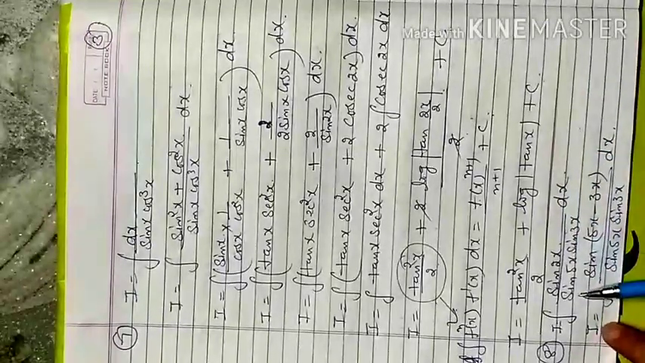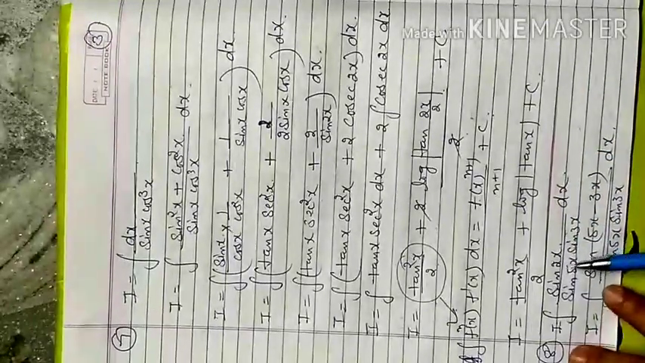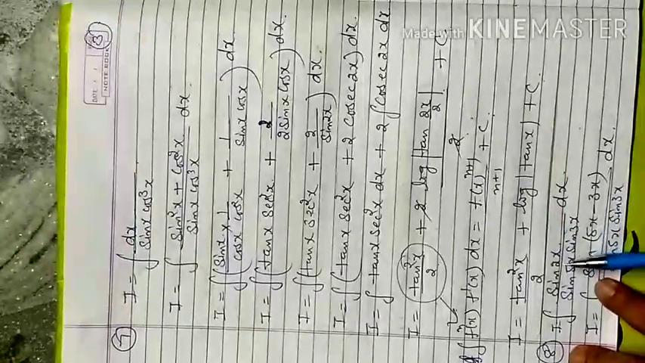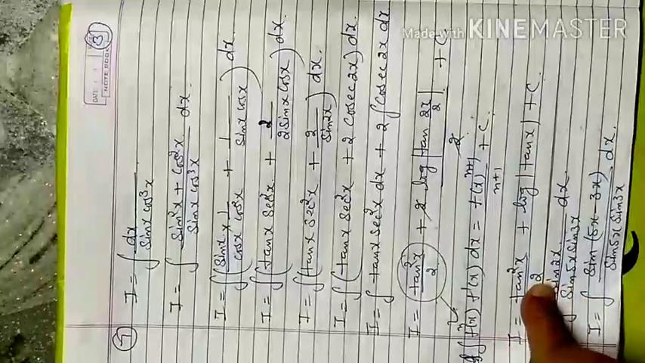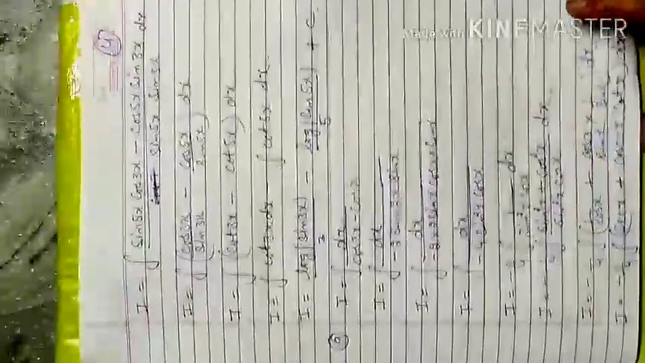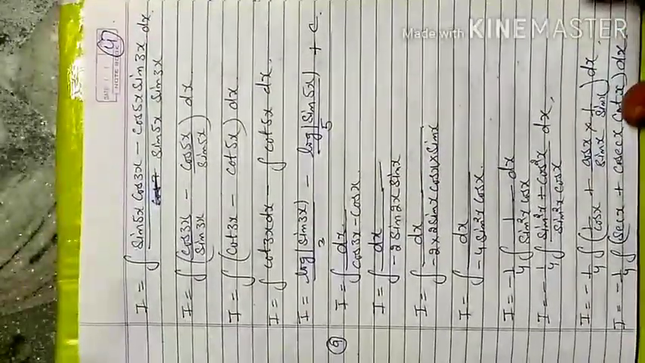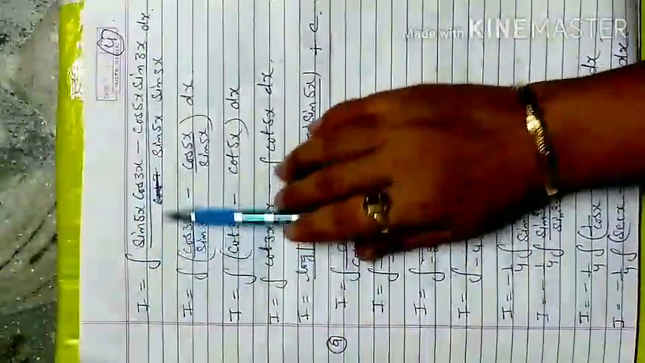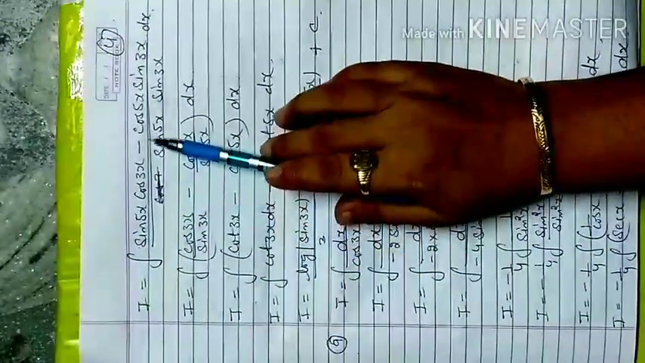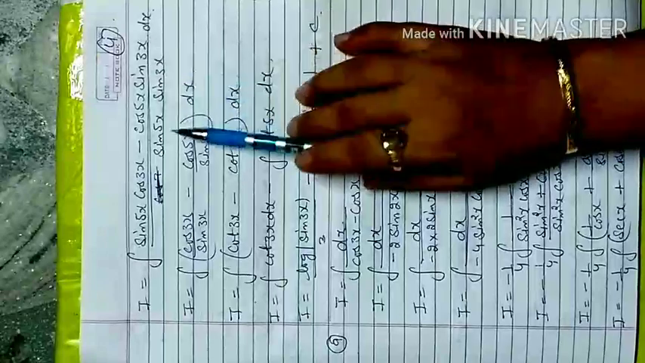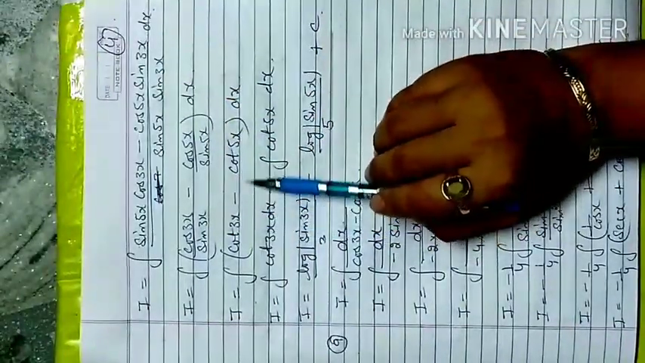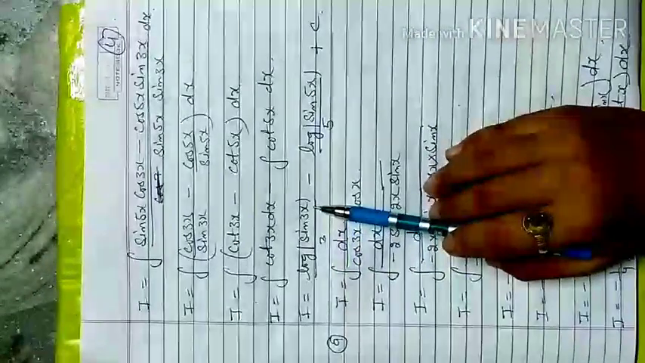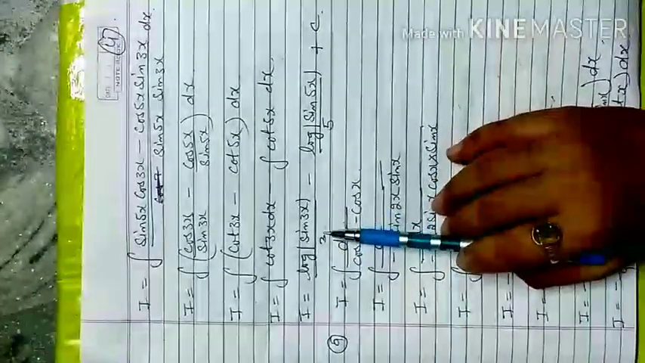Next is sin 2x by sin 5x sin 3x. Adjust these two angles in the numerator, 5x minus 3x. So now you apply the sin a minus b formula here. When you apply sin a minus b, sin 5x cos 3x minus cos 5x sin 3x. Denominator as it is, separate the denominator, we get cot 3x minus cot 5x, and integration of cot x is log sin x.